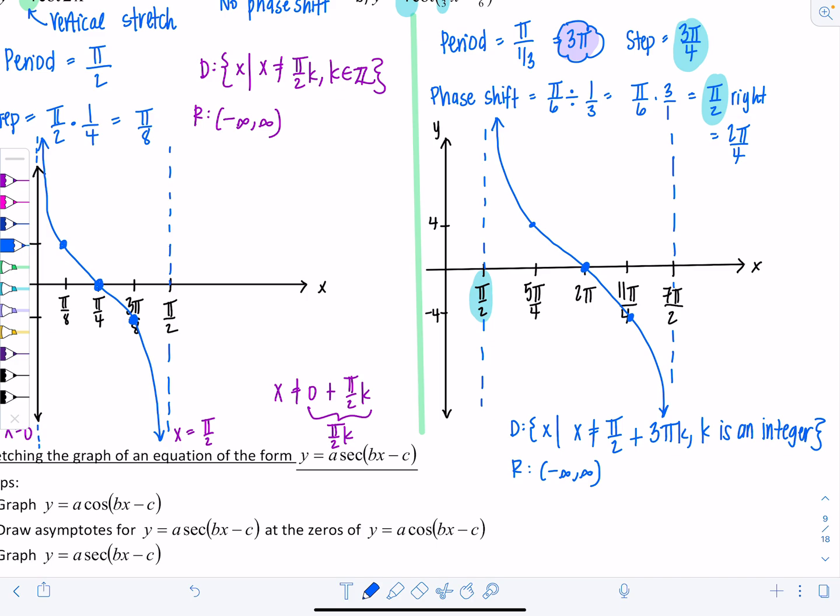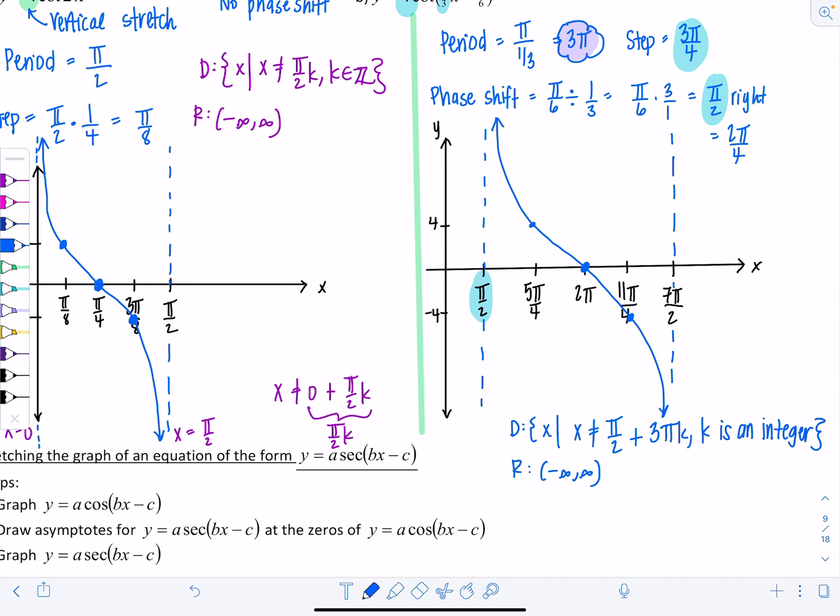Okay, hooray! So you should be set for tangent and cotangent. The only other mean thing they could do to you is throw in a vertical shift or something like that, but don't fret, you can handle it.